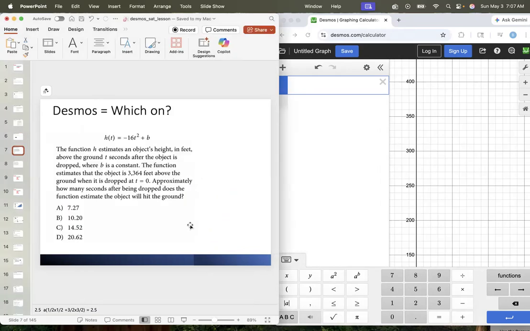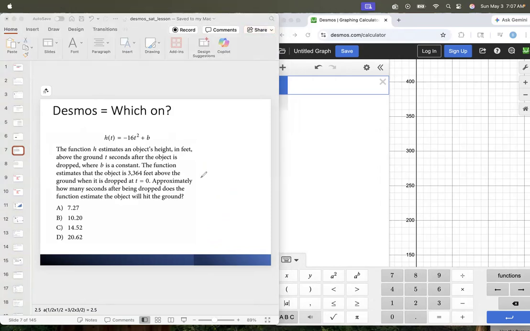This is another question. Students will see it and they say, hey, I need to put it into Desmos. If you don't understand the words in the question, you cannot answer it. You cannot put good input into Desmos. Desmos will give you good output if the input is good. They give you this equation, you know it's quadratic. They say H, you have to understand the question first. H estimates the object height, so the object height in feet above the ground. So this is the height.